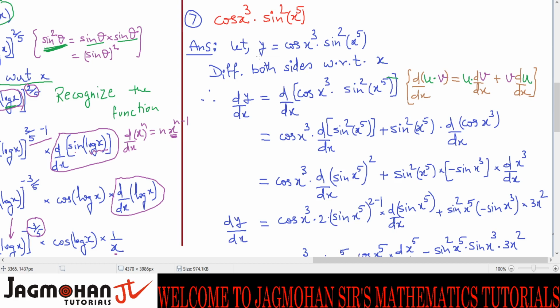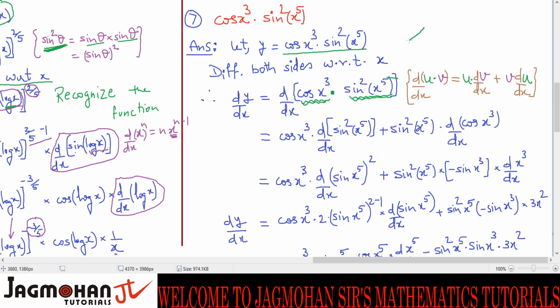The first step is I write this to be equal to y, the given function, and then I write differentiating both sides with respect to x. So d by dx of y equals d by dx of this RHS. Now see here, cos of x cube, sine square x raised to 5. These are two functions of x which are multiplied. So to begin with, what I need to first do is recognize the function.